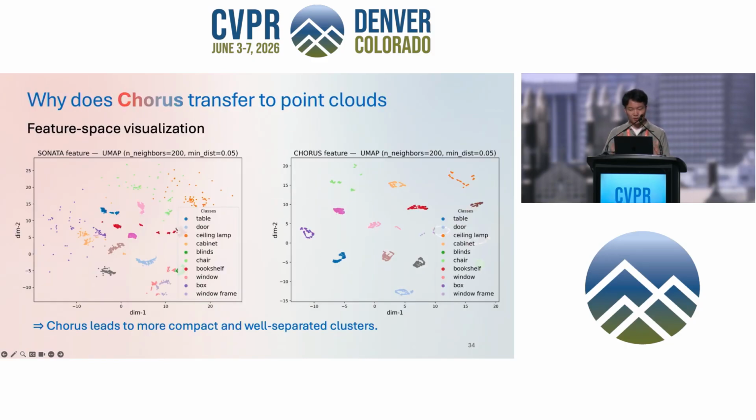But why does Course transfer to point clouds at all? Our interpretation is feature-level robustness. Pretraining with Gaussian data acts like a structured augmentation for point cloud input formats, while the teachers impose semantic and object-level grouping. The UMAP visualization here shows that Course features form more compact and well-separated clusters on different instances.